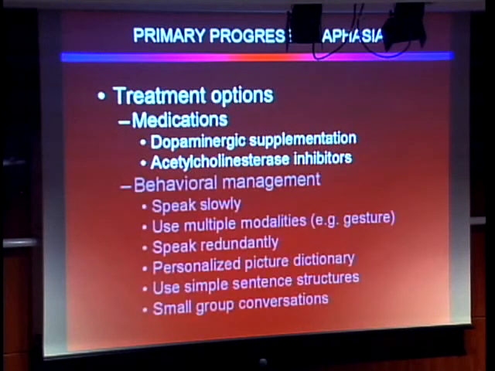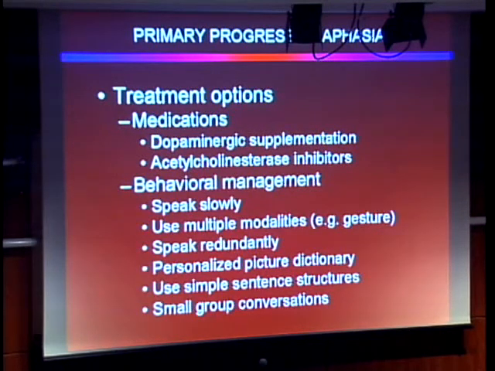And again, there are a variety of behavioral management issues that you can do to try to help out. One is, don't do what I'm doing, speak slowly. Give people an opportunity to process what's being said. Use multiple modalities. Some of you may know me, I talk a lot with my hands, I gesture a lot. Use that for advantage. Give people multiple modalities of input when you're trying to express yourself.